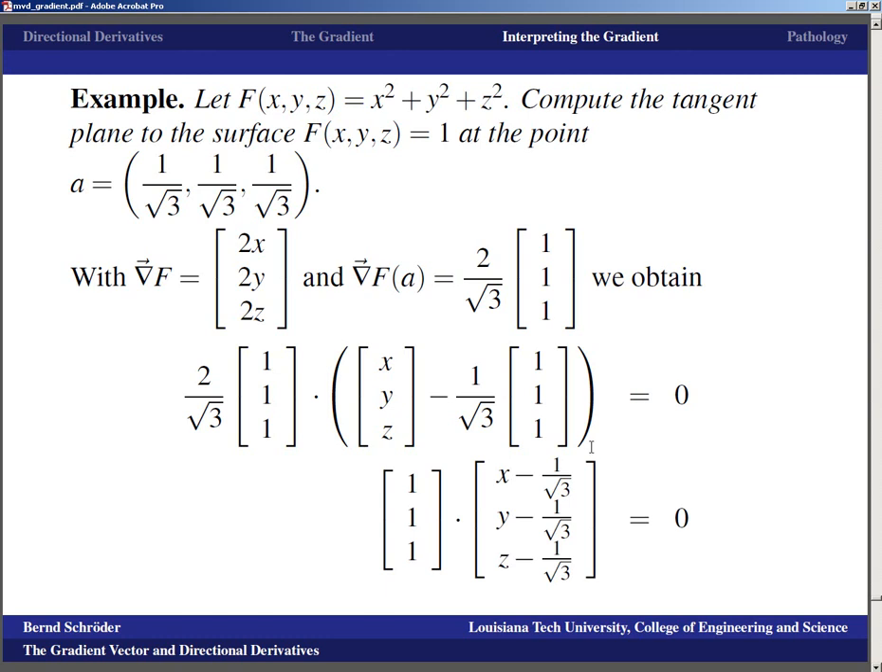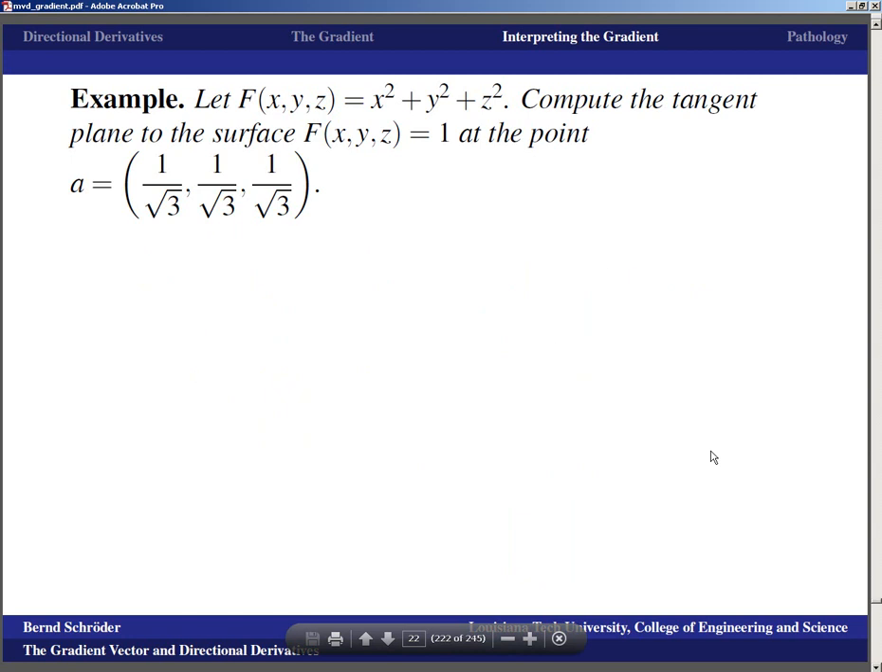And before we do that, let's simplify this a little bit here. So the 2 over root 3, because the right side is 0, I can multiply that over. I get 1, 1, 1 dot x minus 1 over root 3, y minus 1 over root 3, z minus 1 over root 3.